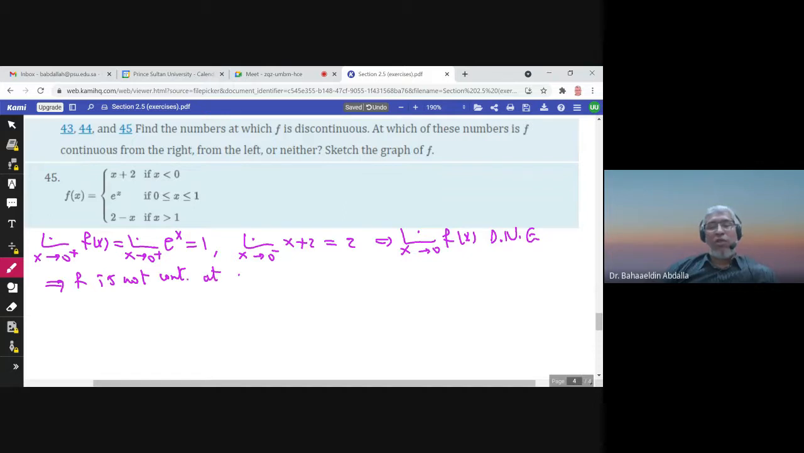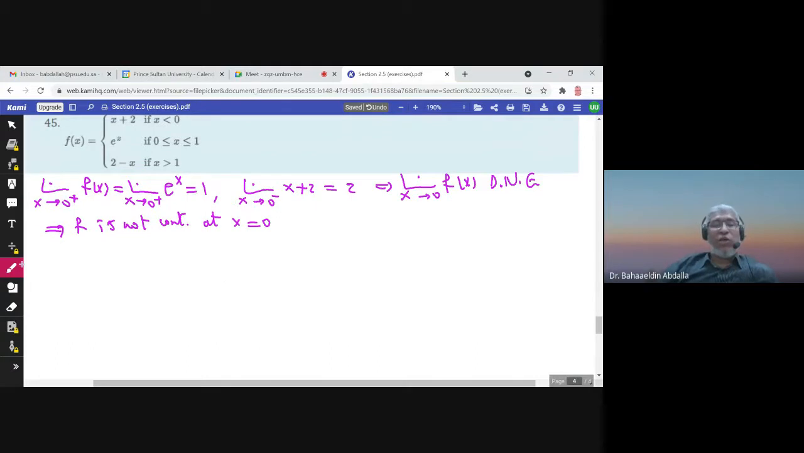Not continuous at x equals 0. Let us check 1. Let us find the limit of the function when x approaches 1 from the right. When x approaches 1 from the right, I'll use 2 minus x. 2 minus 1 is 1.